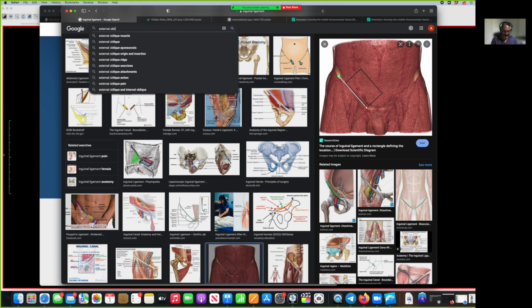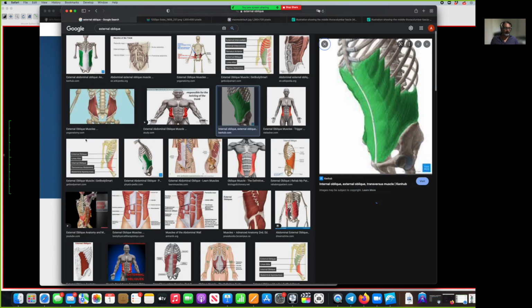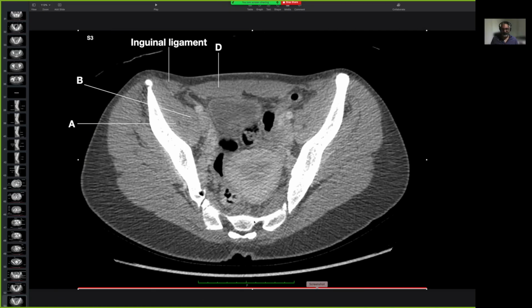External oblique. If you look at the external oblique, which is this muscle, nice, thank you, Kenhub. All this is external oblique, but here, as it crosses from the ASIS, this is the inguinal ligament. So you're not wrong when you say the rectus sheath, only if you follow it downwards at this level, it will become the inguinal ligament. Alrighty. So we're done with this.